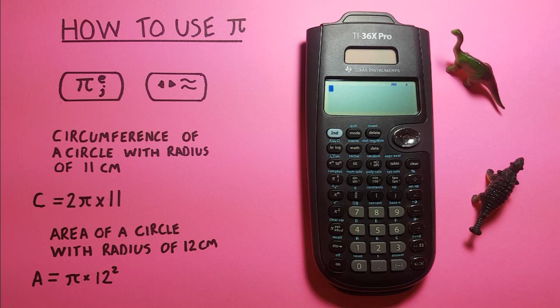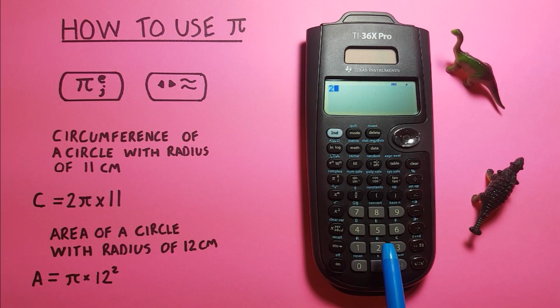Let's say we want to determine the circumference of a circle with a radius of 11 centimeters. Well, to do that, we know our equation is 2 pi r, or 2 pi times our radius, which in this case is 11. So, to use this, we can enter it as the equation.